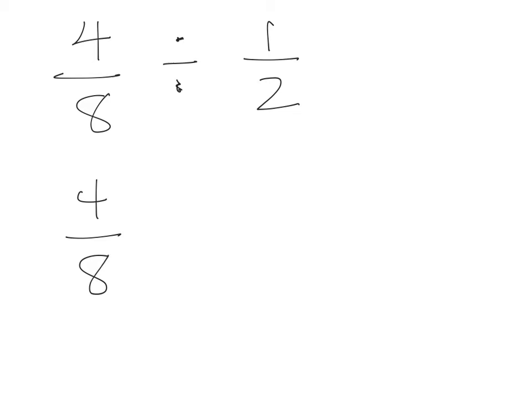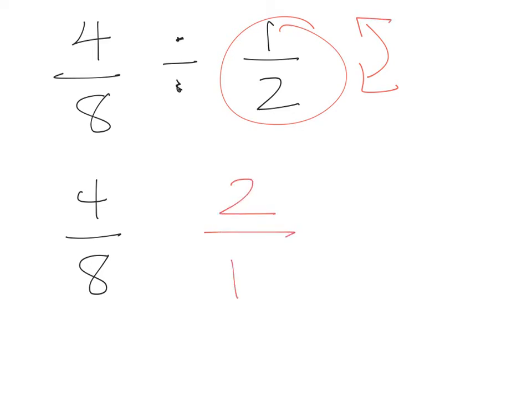All right, so now pretend you have division. Let's just do 4/8 divided by 1/2. What you would do is flip the second number. So you would keep 4/8, but instead of 1/2, you would flip the denominator and the numerator. So now it would be 2 over 1. And now it becomes a multiplication question.